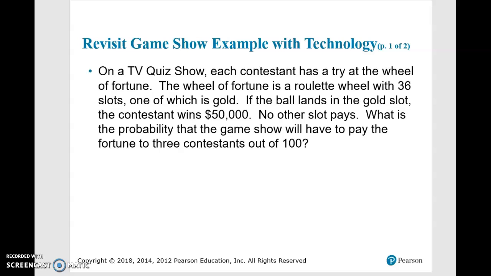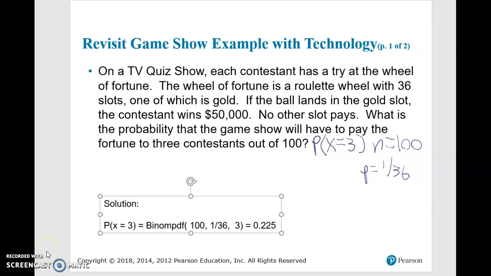Looking back at the quiz show problem, we have the Wheel of Fortune, a roulette wheel with 36 slots, one of which is gold. If the ball lands in the gold slot, the contestant wins $50,000. No other slot pays. What's the probability that the game show will have to pay the fortune to 3 contestants out of 100? So we're looking for the probability that x equals 3. Our n value equals 100. The probability of success, p, equals 1 over 36. So what is our binomial probability?